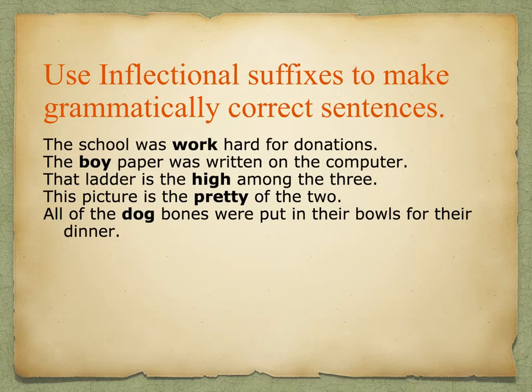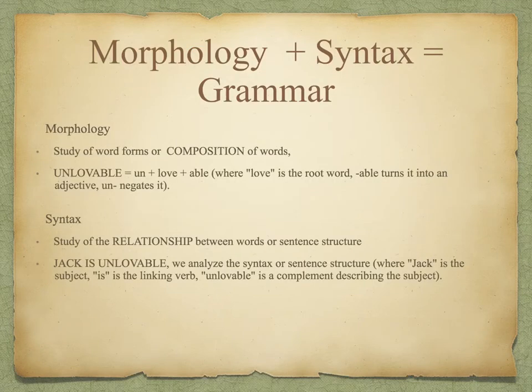On this page, you can see how we use inflectional suffixes to make grammatically correct sentences. For example, "the school was work hard for donations" doesn't make sense. But if we say "the school was working hard for donations," by adding that -ing to the word work, we have created a grammatically correct sentence. So, morphology plus syntax equals grammar.